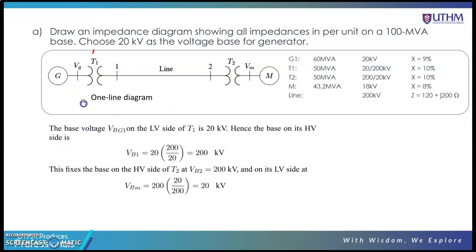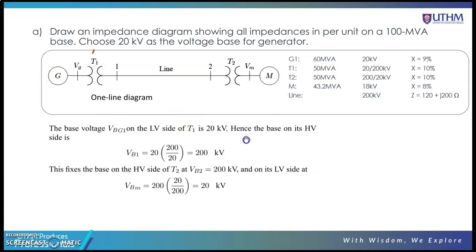So this is your single line diagram. First of all you need to determine the base value of the generator. The base voltage of the generator we call VBG1, which is on the low voltage side of T1. Why low voltage? Because we have 20 kilovolt at the primary and 200 kilovolt at the secondary. So the base value equals 20 kilovolt.